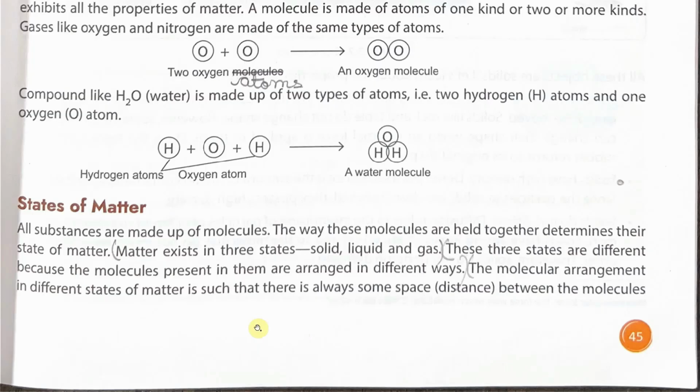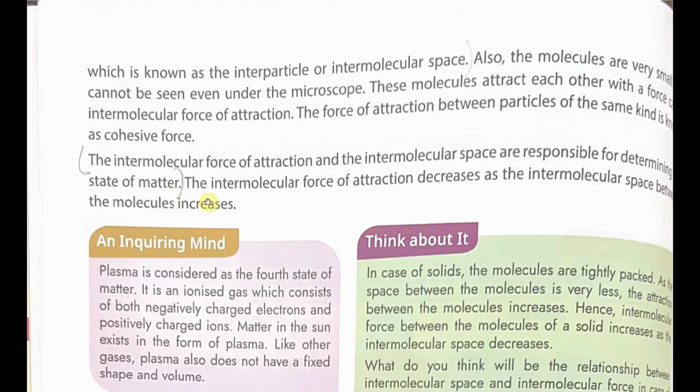The molecular arrangement in different states of matter is such that there is always some space between the molecules. This space between the molecules is known as the interparticle or intermolecular space. Also, the molecules are very small and cannot be seen even under the microscope. These molecules attract each other with a force called intermolecular force of attraction.